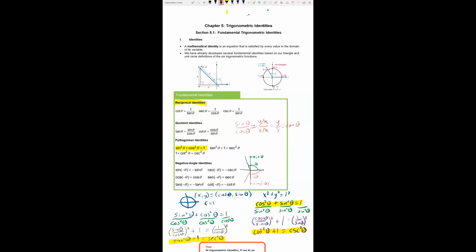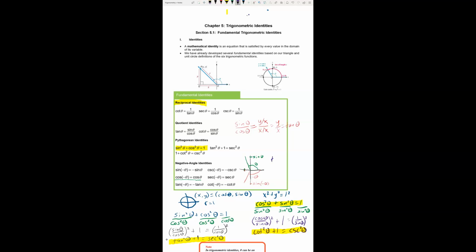Now let's take a look at cosine of theta and negative theta. Cosine will be the x value. Let's start with negative theta. If we look at the angle negative theta, the cosine of negative theta will just be the x value, which is right about here. Similarly, if we look at cosine of theta, the x value will be the same. So therefore, we get that the cosine of negative theta is actually the same exact value as the cosine of theta.